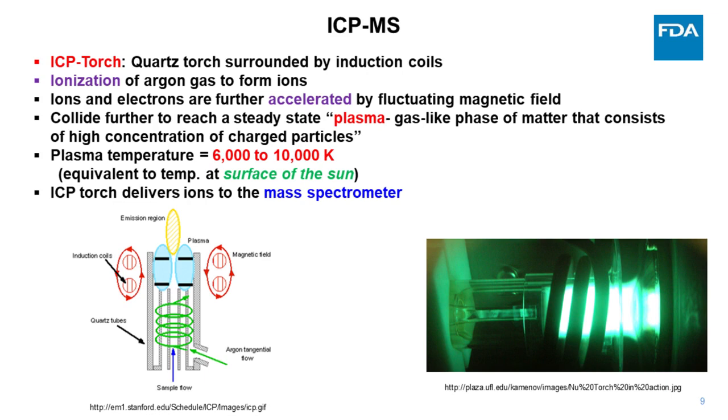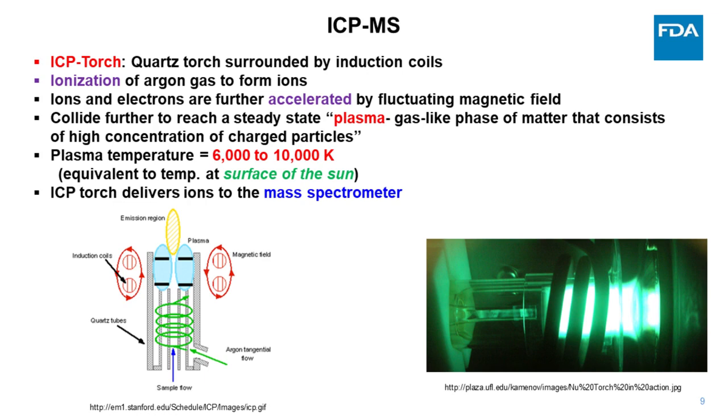So it consists of a quartz torch and is surrounded by the induction coils, as shown in red. What happens is, when argon comes in, which is the source of plasma, because we initiate the plasma by an electric spark, at that electric spark we form argon plus ions, cations.